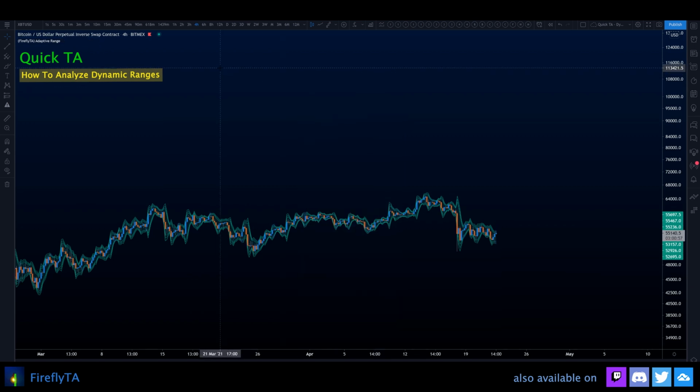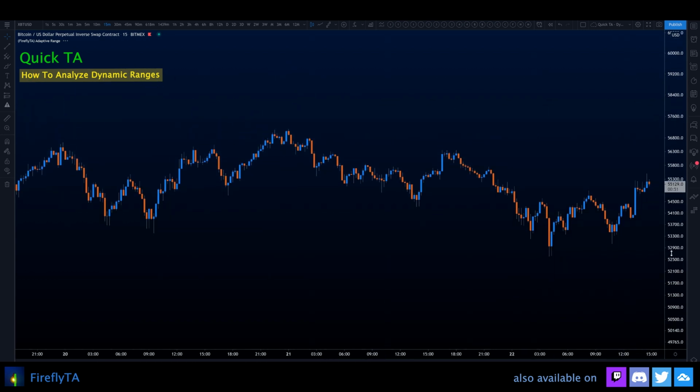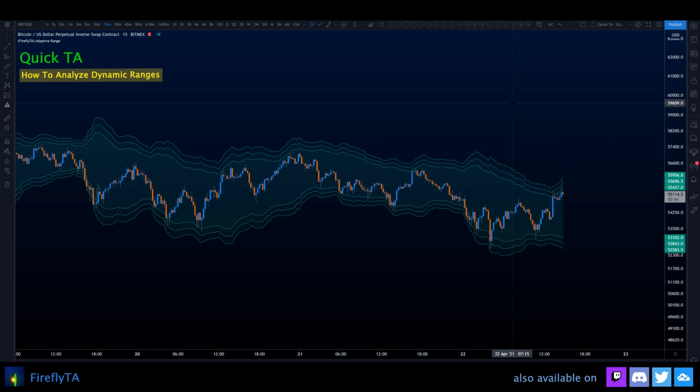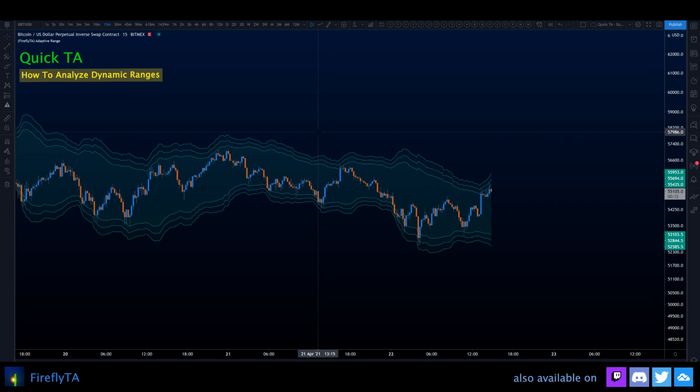So the first thing I'm going to do is switch to the 15-minute time frame, like this. And as you can see, this looks very familiar. When you have already experience with Bollinger Bands, this should look familiar to you. This is because this indicator is based on Bollinger Bands, but it is not the same. So these bands look like Bollinger Bands, but they are not the same. They are calculated a little differently, and I'm going to explain how to use these bands.